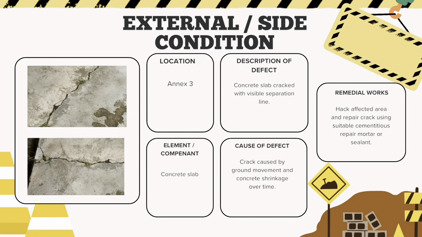Lastly, for the tenth defect inspection, the defect was identified at Annex 3. The affected element or component is concrete slab. The defect observed during the inspection is concrete slab cracked with visible separation line. The cause of this defect is identified as cracks caused by ground movement and concrete shrinkage over time. To rectify the issue, the recommended remedial works are: hack the affected area and repair the crack using suitable cementitious repair mortar or sealant.